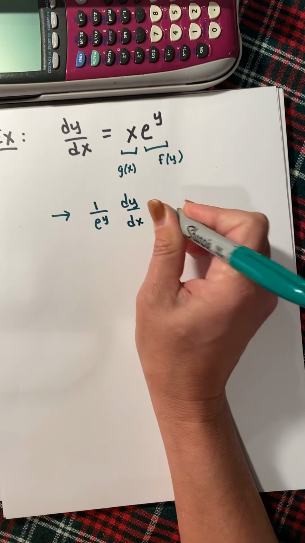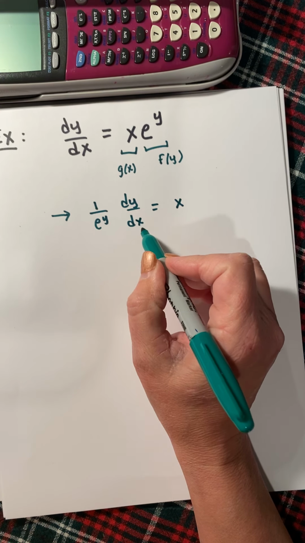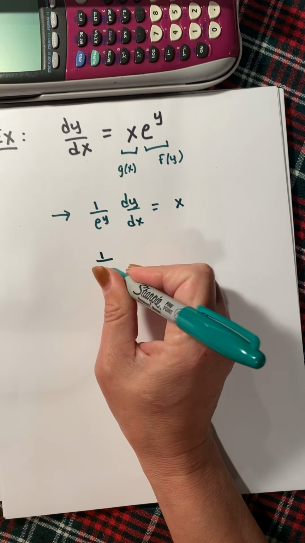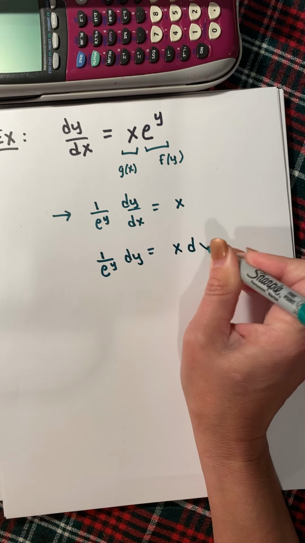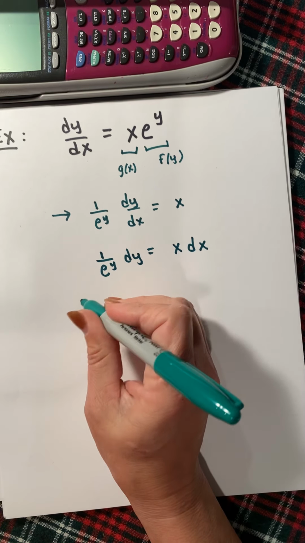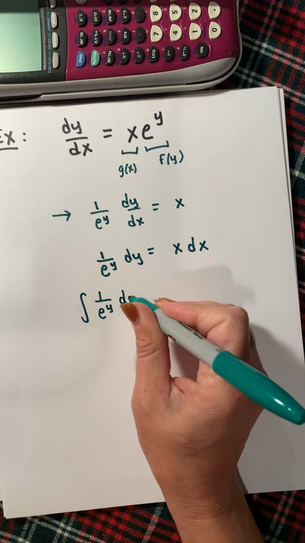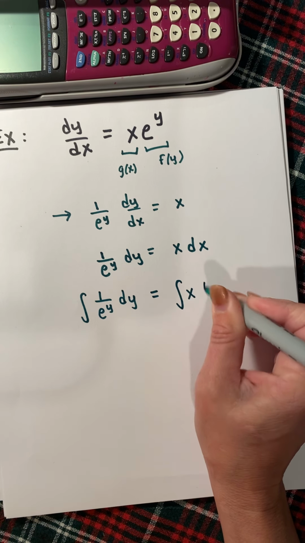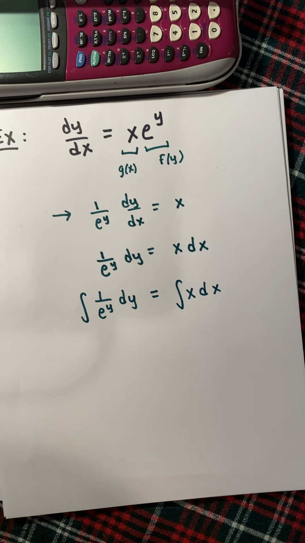dy/dx is just x. And then I'm going to take this differential and multiply both sides by dx. And this becomes 1 over e to the y dy equals x dx. Now once we have it in this form, the left side equals the right side, we can integrate both sides. The antiderivative of 1 over e to the y dy is equal to the antiderivative of x dx, because 1 over e to the y dy is equal to x dx.